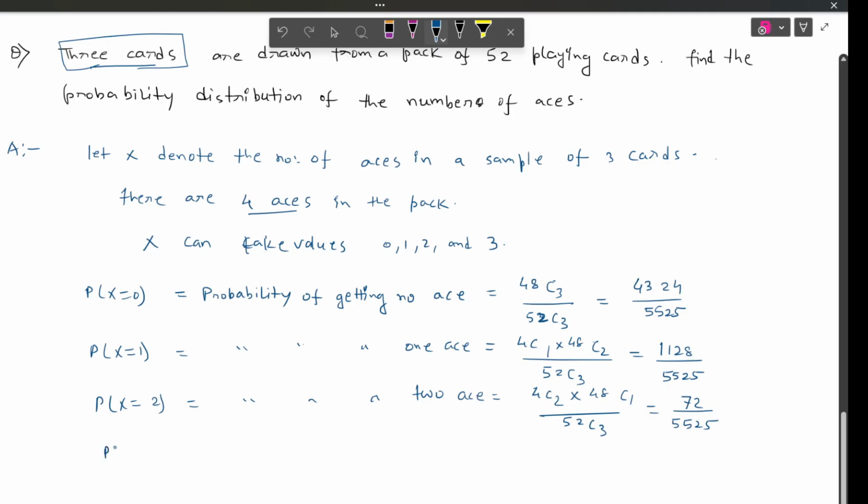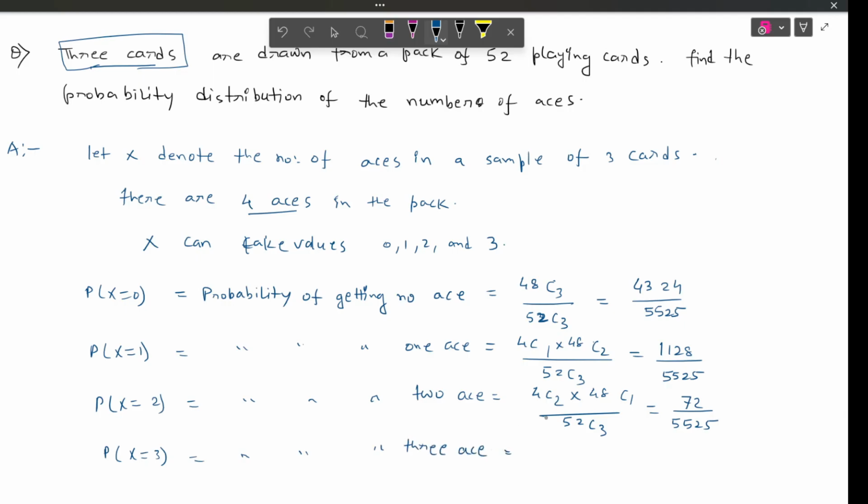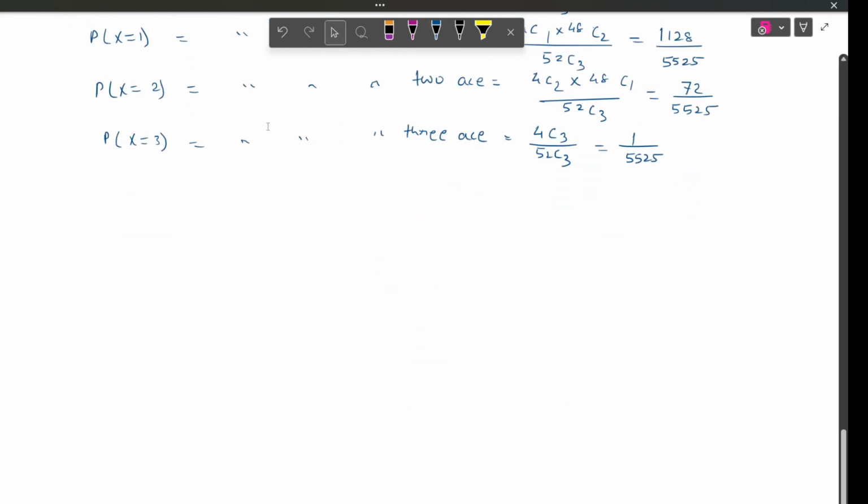Now what is the last one? Probability of getting 3 aces. You are getting 3 aces from 4 aces, so 4C3 upon 52C3. That is 1 upon 5525. So what is the probability distribution?